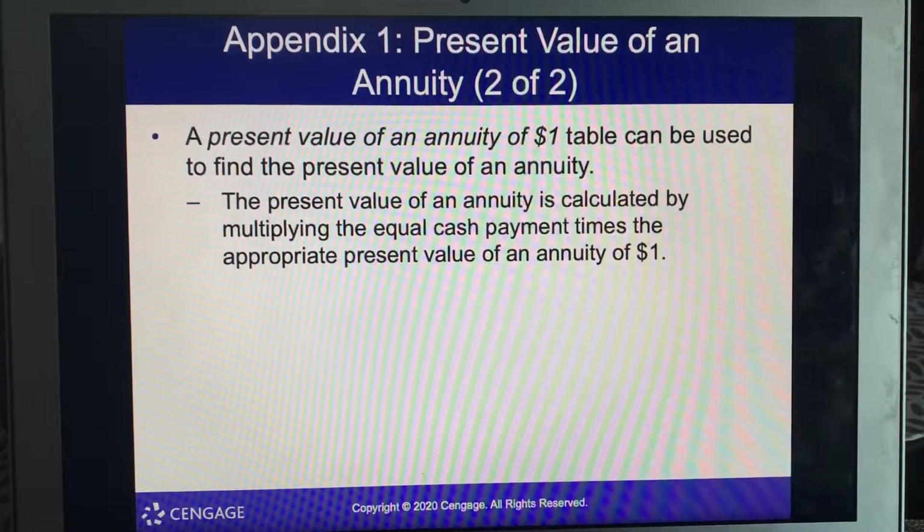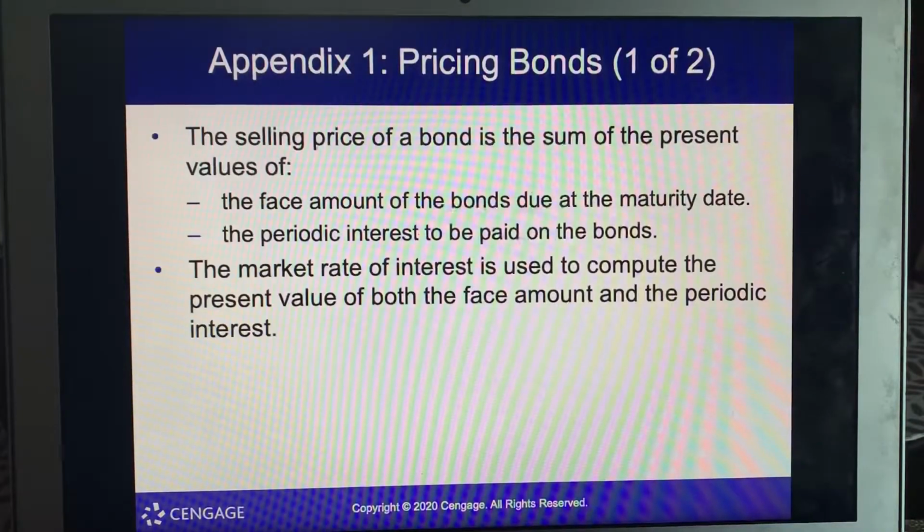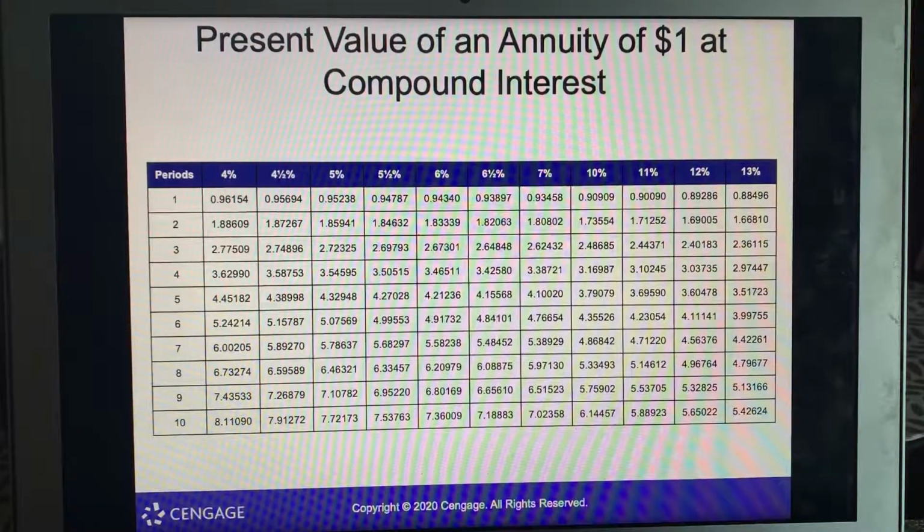All right, the present value of an annuity of $1 table can be used to find the present value of an annuity. By the way, a graphing calculator can do this. A TI-85, I think, can do this. Okay. All right, let's see. So here's the table of $1 of compound interest. This is also in your book, so you can look up the table and see what it is as well.